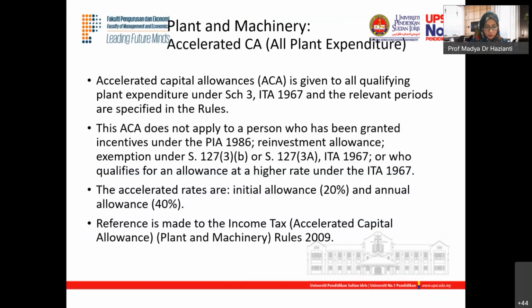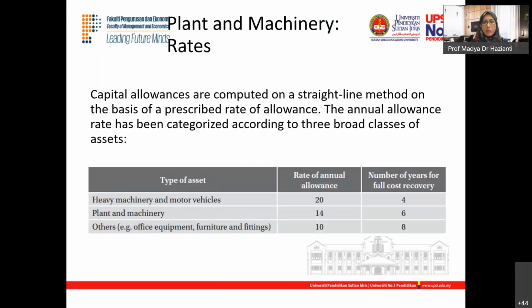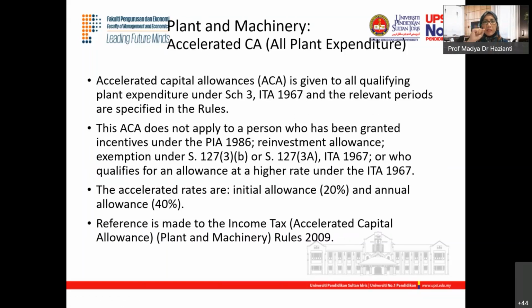Ada juga we call it accelerated capital allowance. Accelerated ni maknanya dia double. Kalau tadi tu biasa 10% ataupun 20%, 20, 14 ataupun 10, but for accelerated ni, nama pun accelerated kan, dia cepat so dia double. Accelerated ini just for certain industries, for example utility company, dia dapat accelerated ni, so saya tak ada nak discuss into detail tapi kita ada ni lah rules 2009 tu. So accelerated ni initial allowance tetap 20%, but annual allowance dia double 40%.